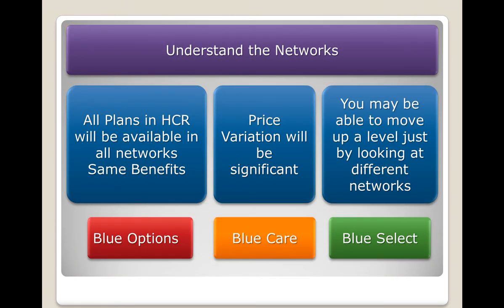So the first thing we need to understand is that we have 3 different networks. We're going to have our Blue Options network, our Blue Care network, and our Blue Select network. Now, all plans are available on all networks, have the same benefits. There is going to be a significant price variation between Blue Options and Blue Select, upwards of 25% in many cases. Now, with our Blue Select, let's start with the green and move up to the Blue Options.